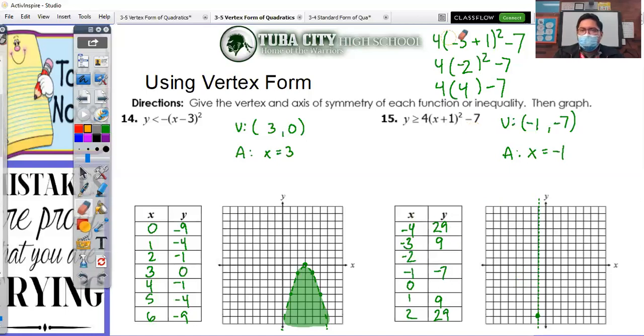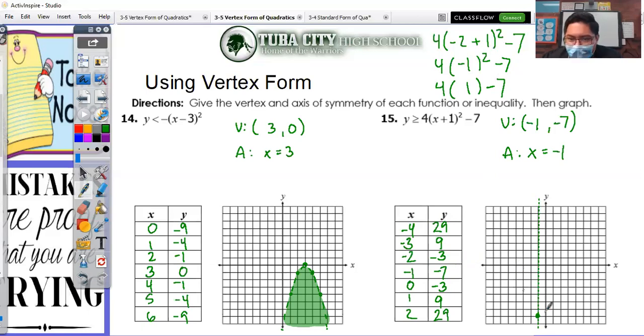And then let's do negative 2. So put in negative 2. 1 minus 2 is negative 1. Square negative 1 and we get positive 1. So this would be 4 times 1, which is 4 minus 7. And that would be negative 3. And I'm just going to autofill the other side too, just in the interest of time.